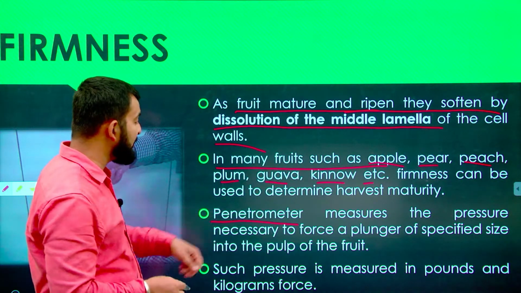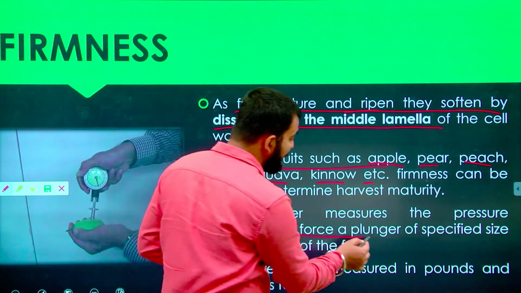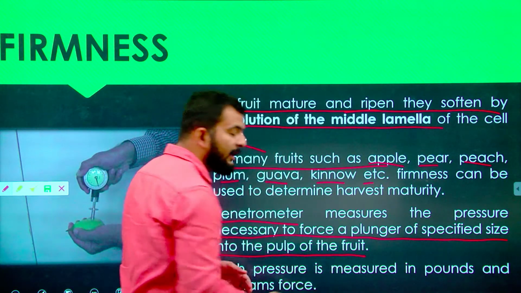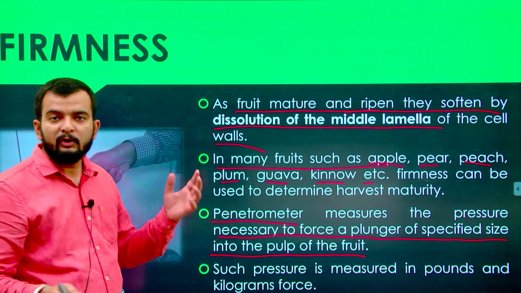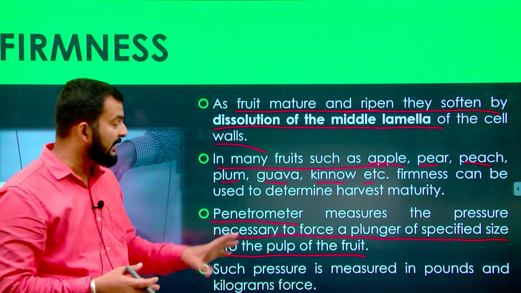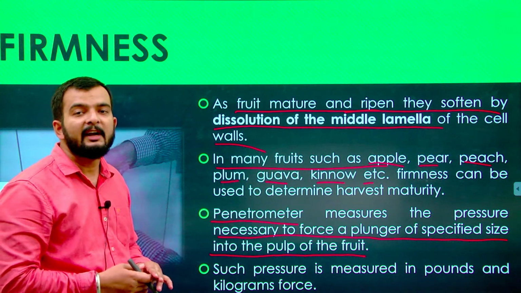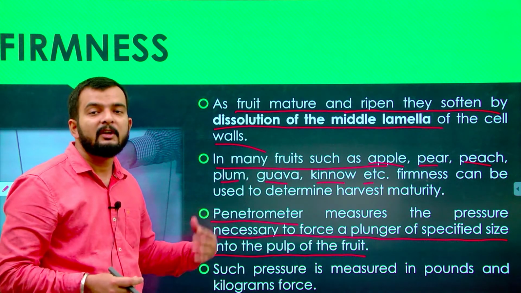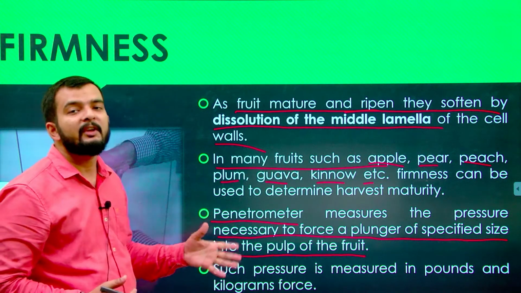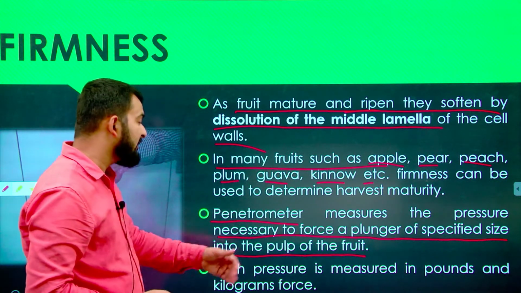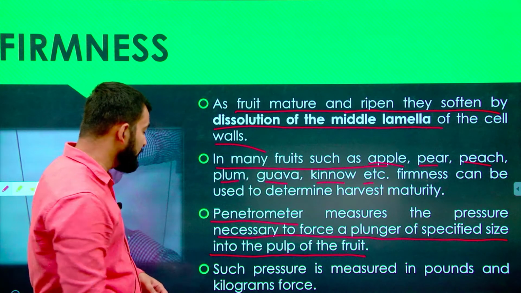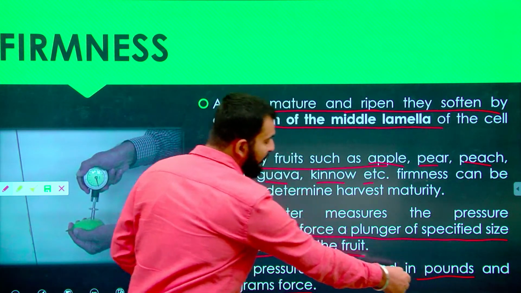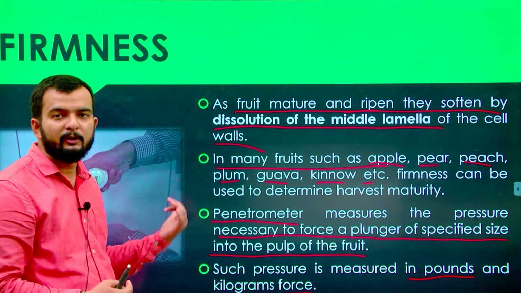The penetrometer measures the pressure necessary to force a plunger of a specified size into the pulp of the fruit. So it measures the force per unit area, that is your pressure. Based on that pressure you can identify how much pressure is required in a fruit which is ready to be harvested, so you can set a standard value. Such pressure is measured in pounds or kilogram force, and that is how you are going to quantify it.